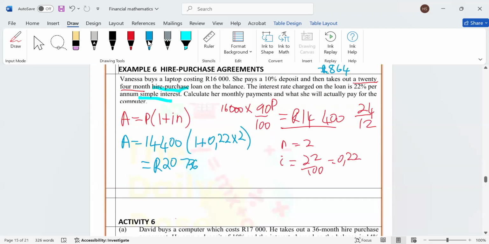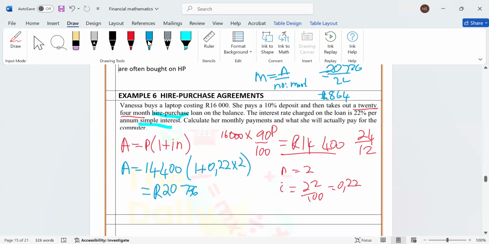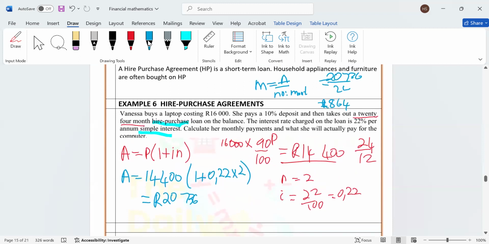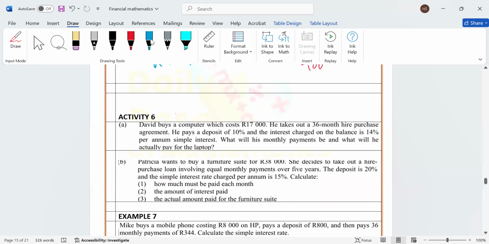I'm done here. For monthly payments, we divide by the number of months. So remember, what can happen? We can be given the time in years. So now we should be able to convert it to months so that we can get the monthly payments. Let's say they said, how much is this thing going to be after 5 years? Well, now you should be able to take the 5 years and convert it into months, so that here you divide by the months. Let's try this one. Activity 6.